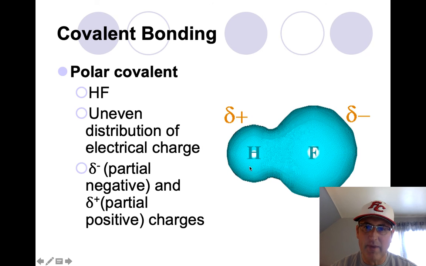And then in this example, the hydrogen, which has a lower electronegativity than fluorine, has a partial positive charge because the one electron that it does have resides mostly around the fluorine. Okay, these polar covalent substances have much different properties than nonpolar covalent substances.